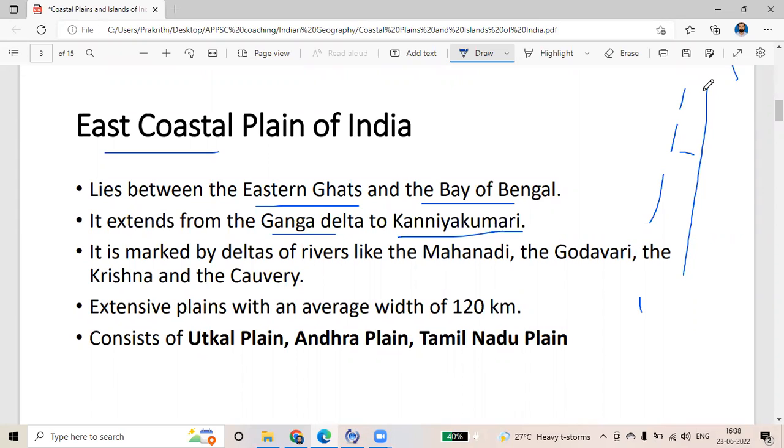The important east flowing rivers which come under the eastern coastal plains are the Mahanadi, Godavari, Krishna and the Kaveri. At the top we have Mahanadi, then Godavari, then Krishna and then Kaveri. These are the rivers which contribute to this coastal plain. They deposit sediment, so major deltas are created by these four rivers, and the average width of this coastal plain is 120 kilometers.